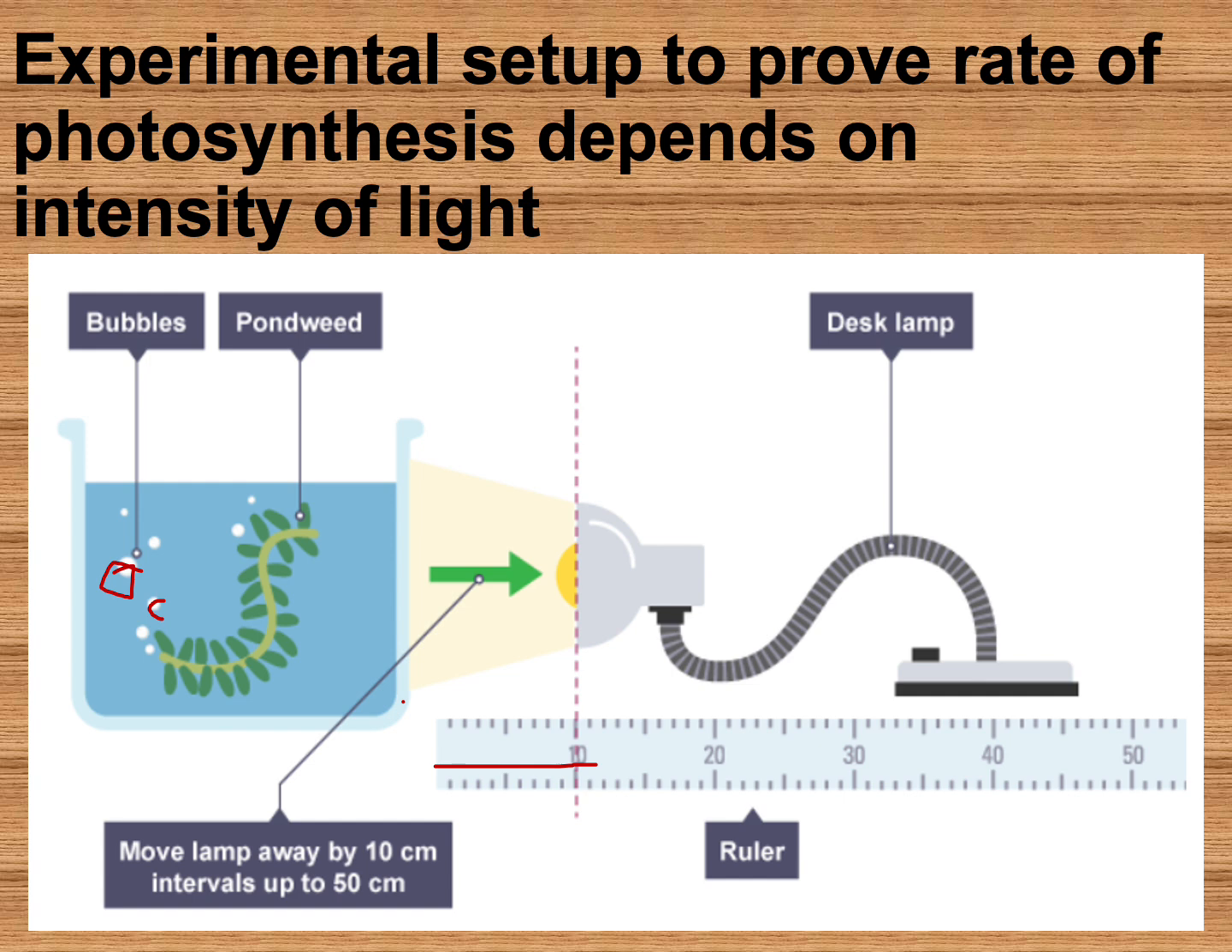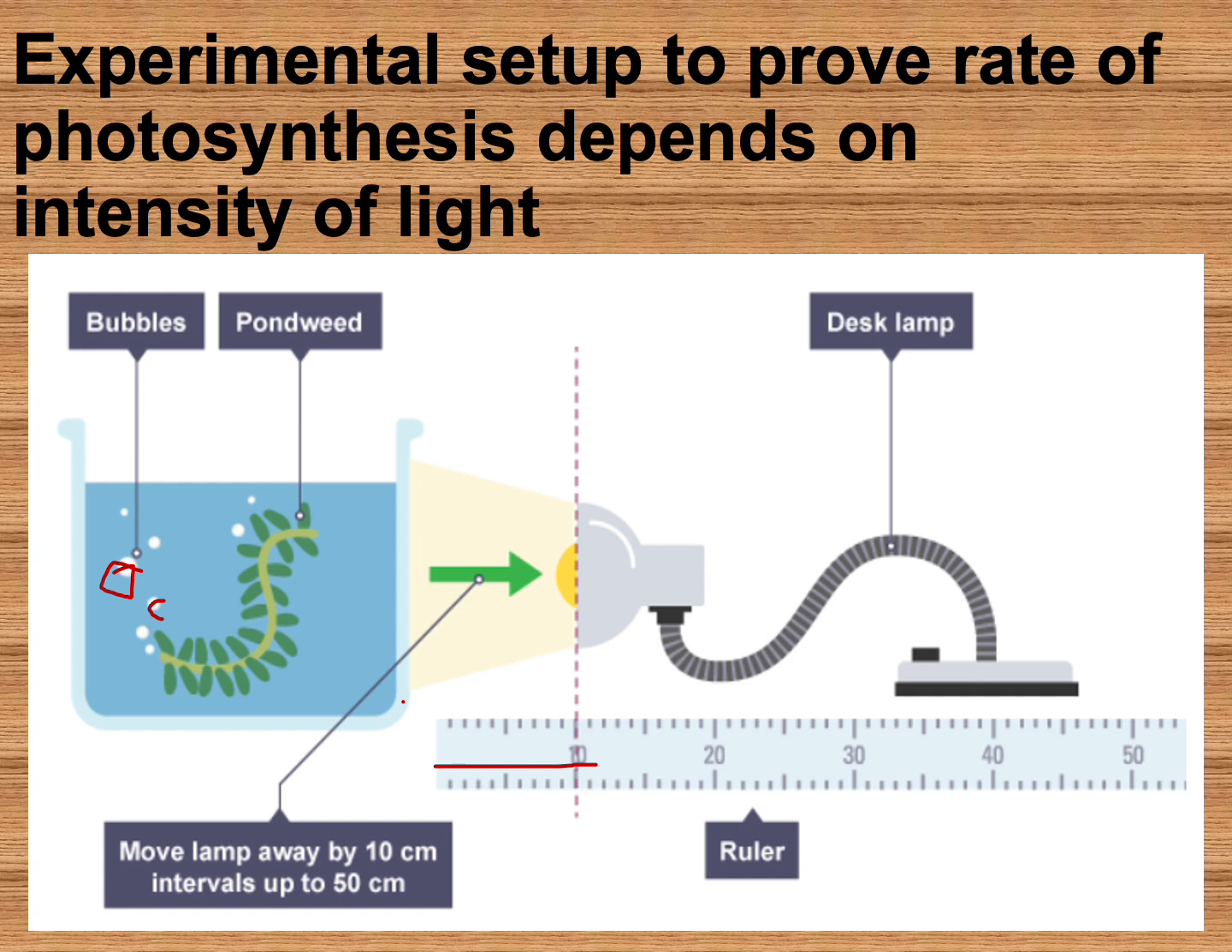Now what if I increase the distance between the container and the lamp? What will happen? Suppose I take the plant a little far away from the lamp, the intensity of the light will decrease, right? If the intensity of the light will decrease, do you think photosynthesis will happen faster? Photosynthesis will not happen faster. So what will happen? How do I know that the photosynthesis is not happening faster? I will see that the number of bubbles given out at this time will be lesser.